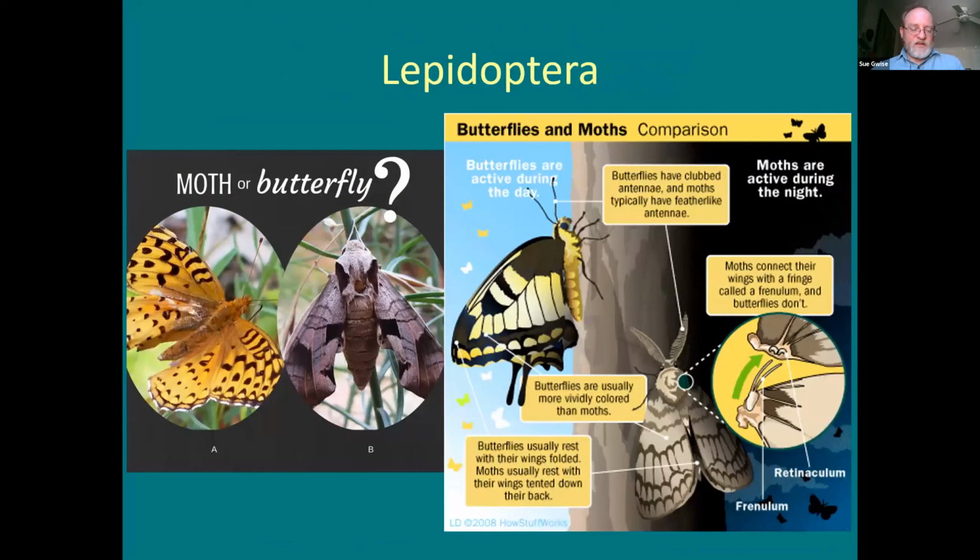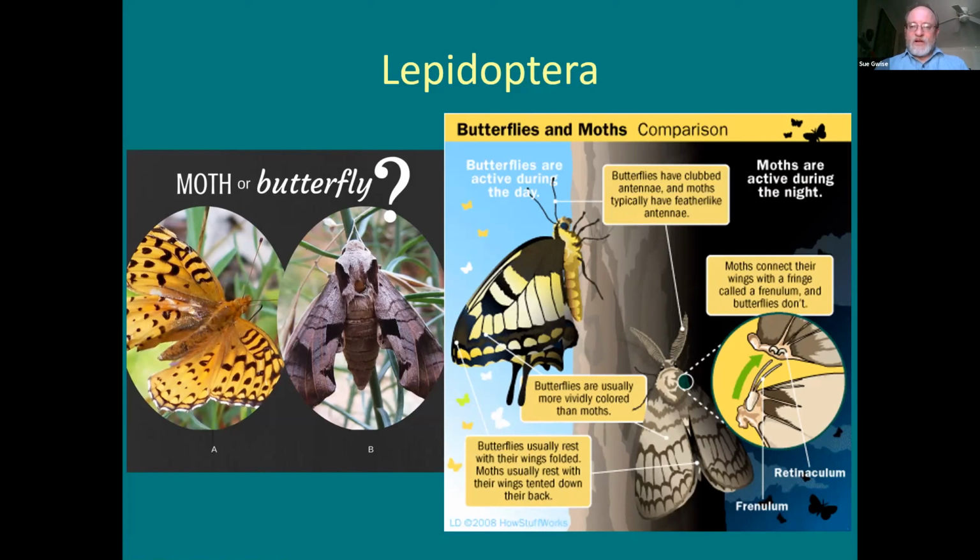Into Lepidoptera, just a quick review of: is it a moth or is it a butterfly? There are some generalizations on here that I don't love, but butterflies are active during the day, whereas moths are active at night. Well, that's generally true, but there are a lot of day-flying moths too, including some pollinators like the hummingbird clearwing moth, the Nessus sphinx, and some other day-flying moths.